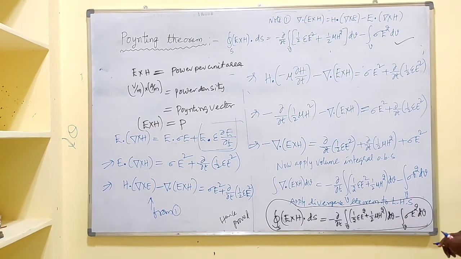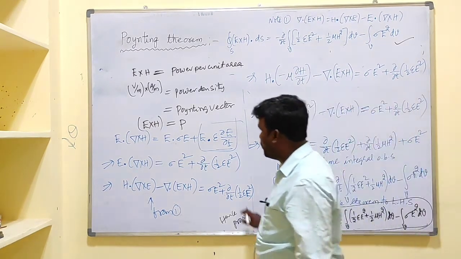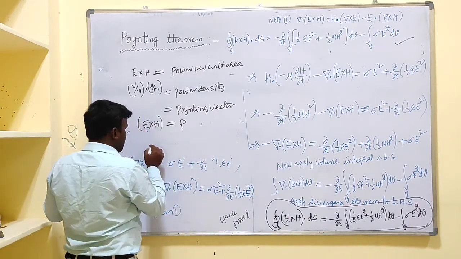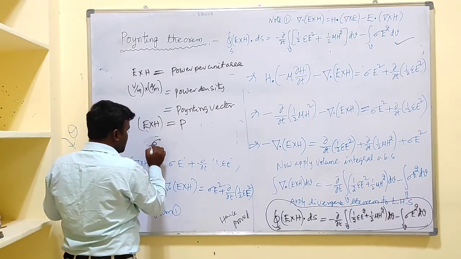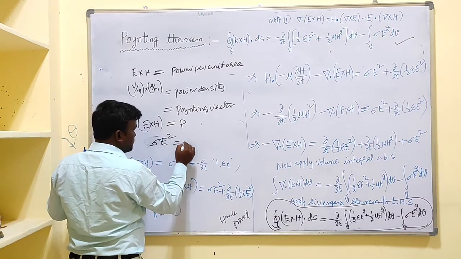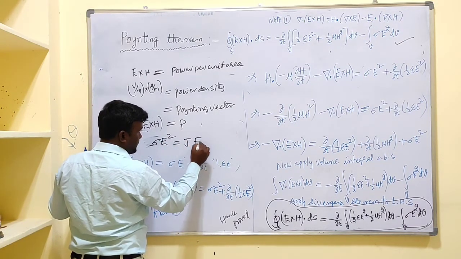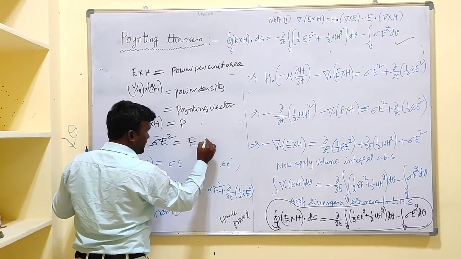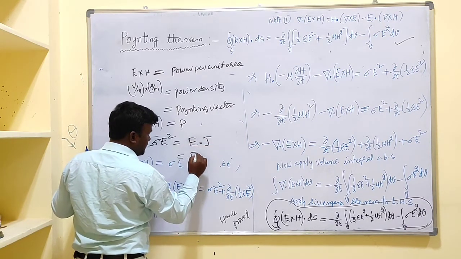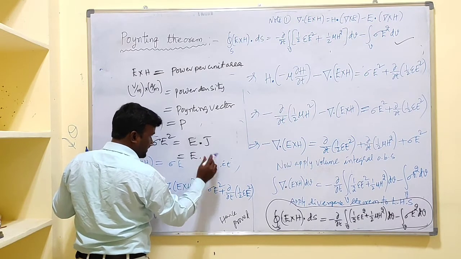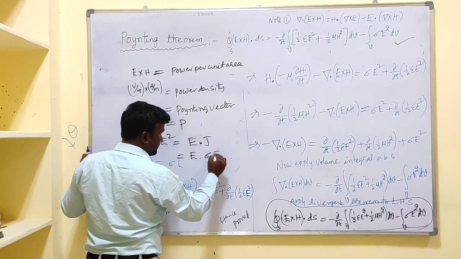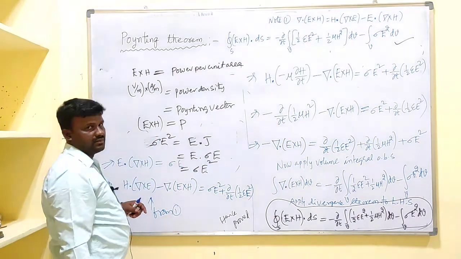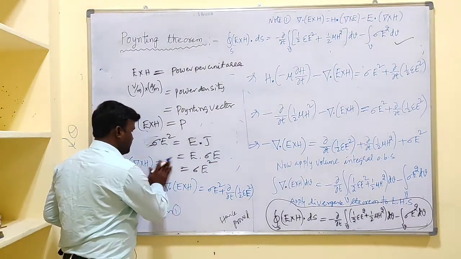This is the ohmic loss. σE² is nothing but what? Ohmic loss. How can we say σE² is the ohmic loss? That is E·σE, which is equal to J into E. So that is J·E or E·J. Let us say E·J, where J means σE. So that is σE² only.